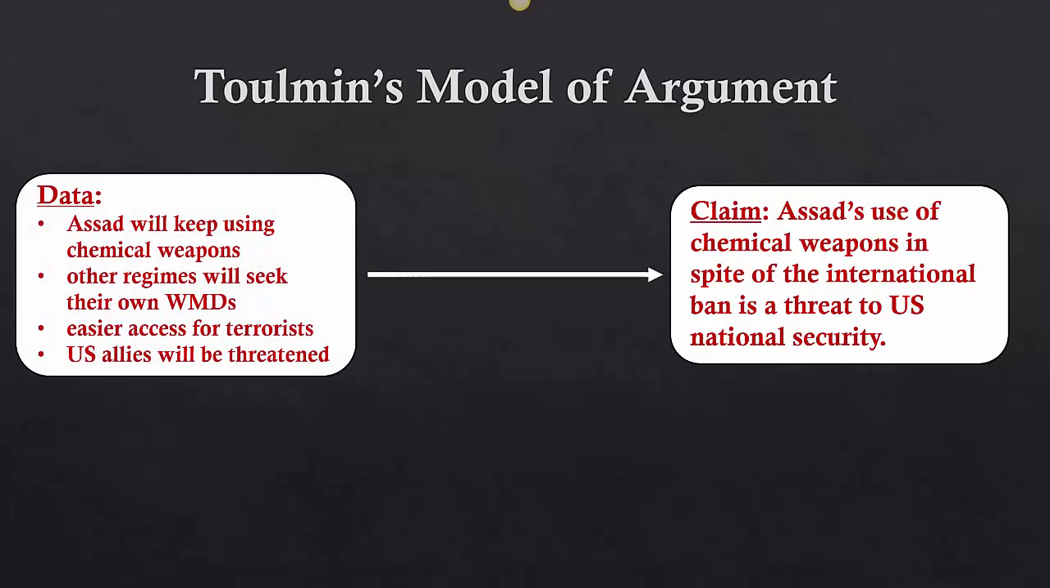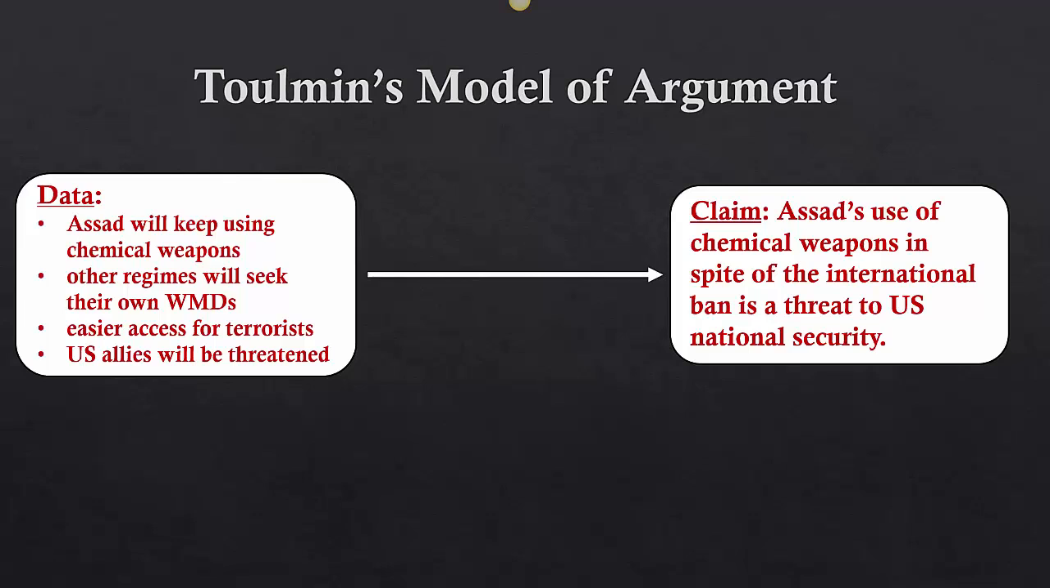He points out that if nothing is done, Assad will keep using chemical weapons. And if this is the case, we're going to have other regimes that will seek their own chemical weapons and other forms of weapons of mass destruction, such as the Iranian program to develop nuclear weapons. There's a threat that if this goes unchecked, then there'll be easier access for terrorists to get their hands on chemical weapons. There's a very great possibility that the fighting is going to go outside of Syria into other areas of the Middle East, and if the WMDs are used there, then U.S. allies in the region are also going to be threatened, not to mention U.S. troops who are supporting those allies.